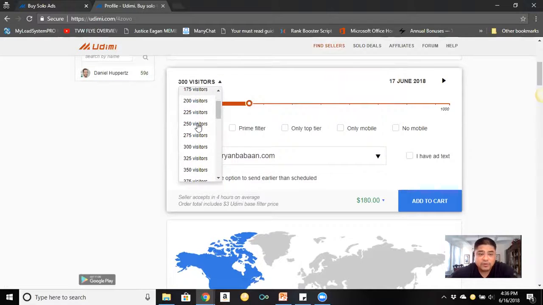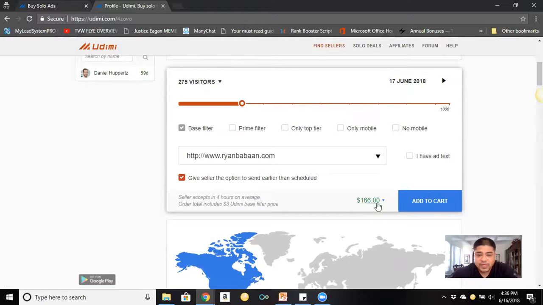If you want to purchase 300, 400, 500, up to 1,000, or you can use this to slide over. So you can notice the number of visitors here, and also the price changes. This price here is how much it's going to cost for 275 visitors. If we go to 1,000, this is the price it's going to cost for 1,000 visitors, right here.